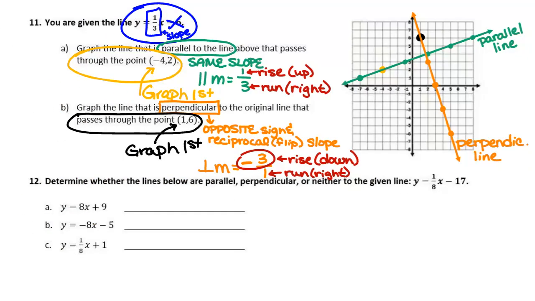What else would you guys like to see? 19? 13. Absolutely, we can go look at number 13.